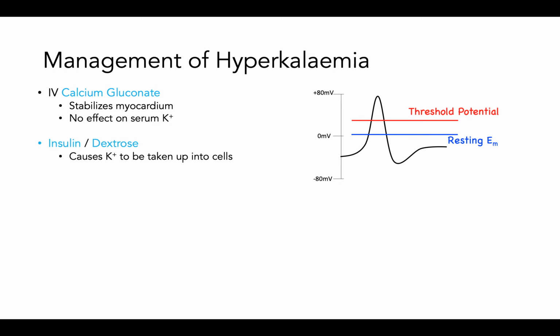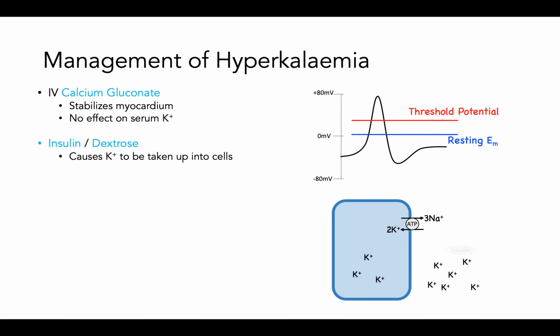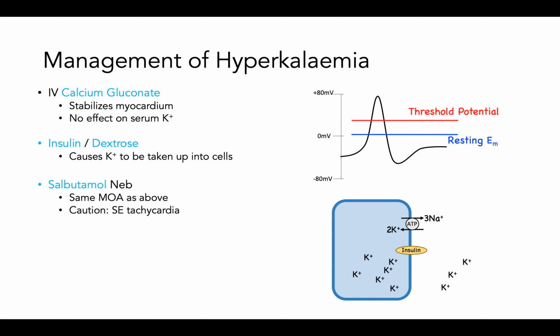To change that, what you need to do is the next step, which is give an infusion of insulin dextrose or insulin glucose. It's the same thing, and this causes potassium to be taken up into cells. So insulin, by acting on its receptors, causes cells to take up potassium from the blood into the intracellular environment where it can do much less harm. Another drug that can achieve this effect is salbutamol, a lesser known effect of beta-2 receptors. It can drive potassium into cells also, but you do have to be careful with giving a nebulizer of salbutamol because a side effect is commonly tachycardia.